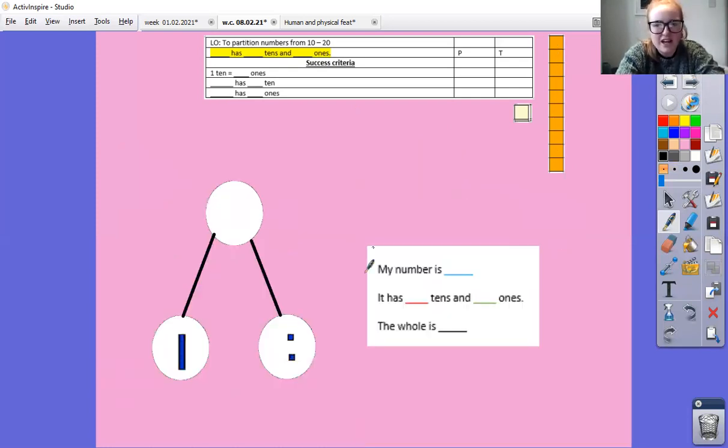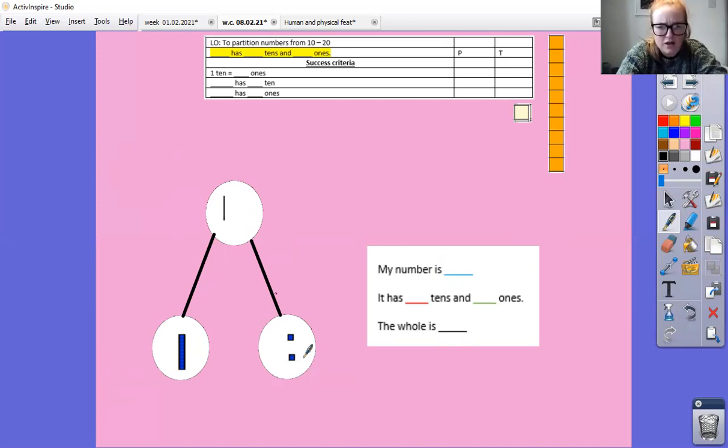So here I've got my part whole model, and it's been split into my 2 parts. My first part, what is this part of the number? Is this 10s or 1s? This is 10s, and how many 10s do I have? It's 1 ten. So my first part is 1 ten.